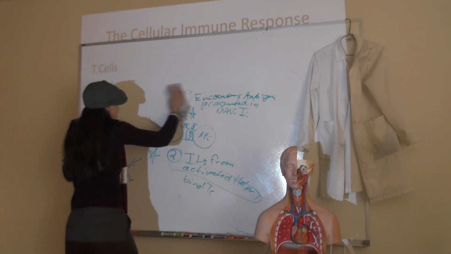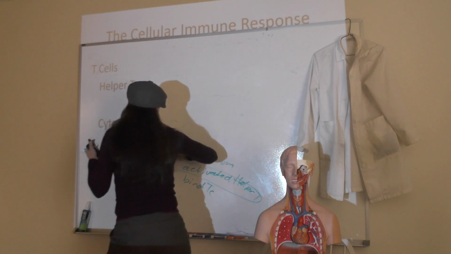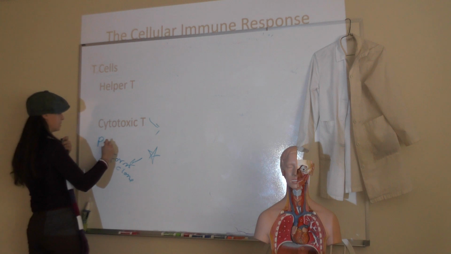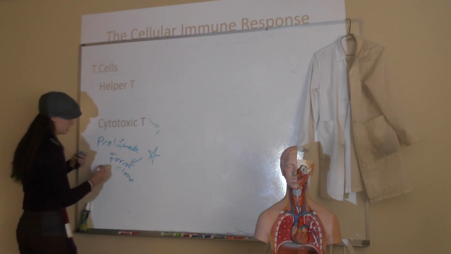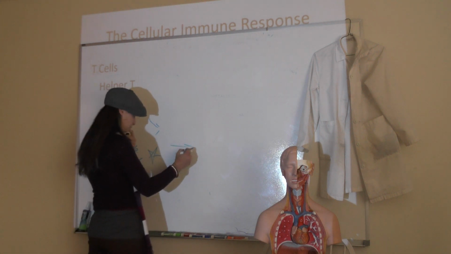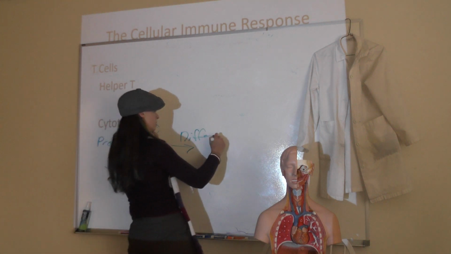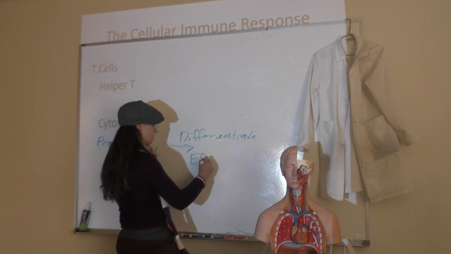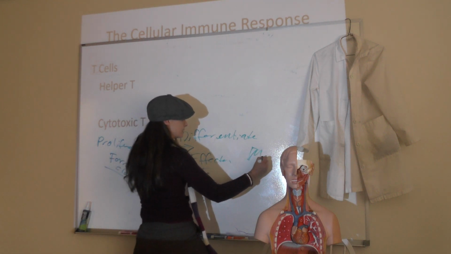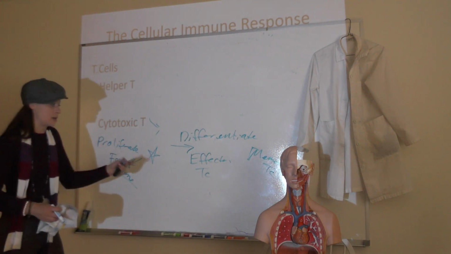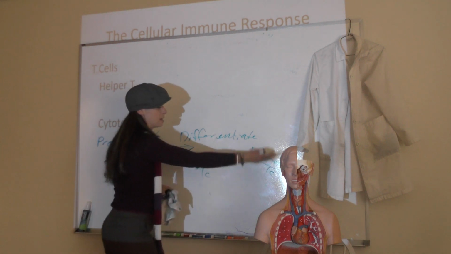Okay, so that's my proliferation and differentiation. So what does that look like for my cytotoxic T cells? I'm going to proliferate into a clone of cells that are ready to do their thing. I'm going to differentiate into the cells that are going to do that thing. What are they? My effector cells, which are my cytotoxic T cells, and my memory cytotoxic T cells. So I differentiate into effector cytotoxic T cells and memory cytotoxic T cells.